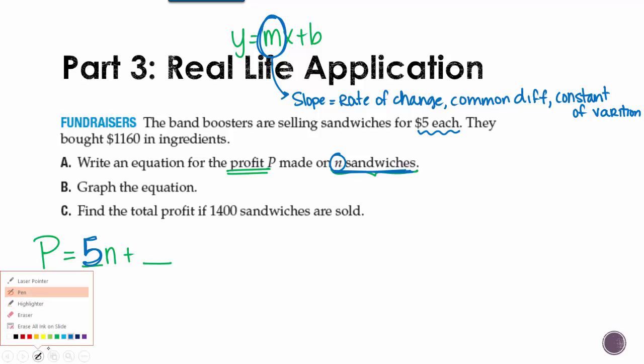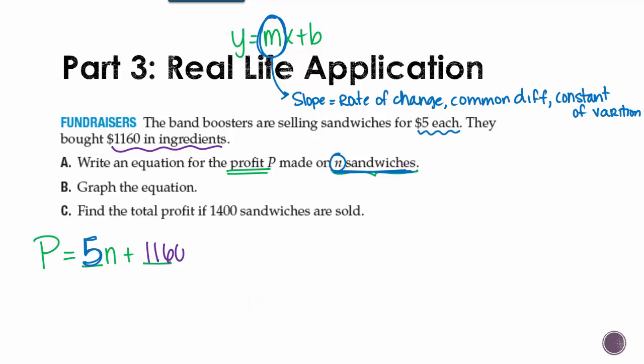Now this other number that we were given in the equation is obviously our y-intercept, but stop and think about the problem. Our profit is how much money we make. So if I add this on here, it's saying that I'm making $1,160. But instead, I had to purchase that much. So what I need to do is, instead of add this, I need to subtract this money. So if I only sell like 10 sandwiches, I'm not making any money back because I'm only going to make $50, but yet I spent all of this money here.